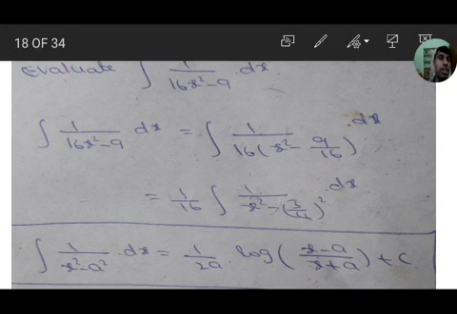Evaluate integration 1 by 16x square minus 9 dx.